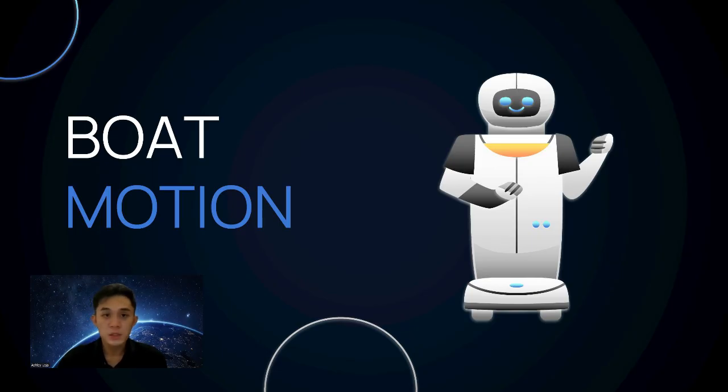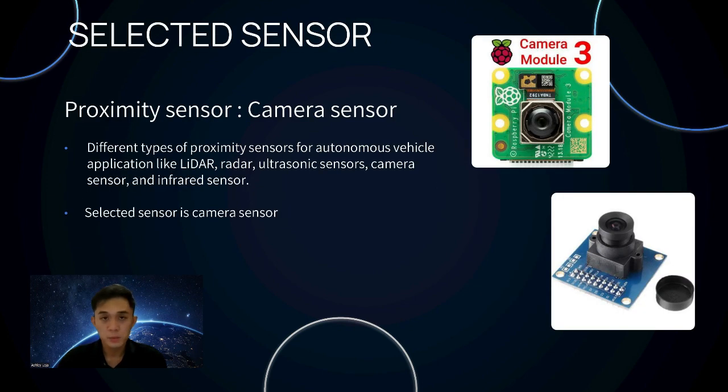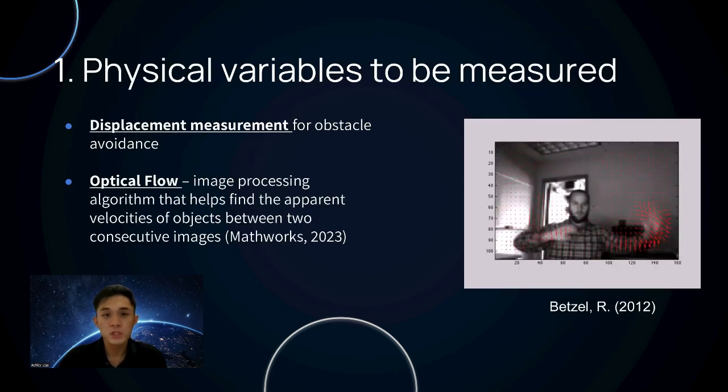Now I will be presenting the specification of the camera sensor. There are different types of proximity sensors like LiDAR, radar, ultrasonic sensor, camera sensor, and infrared sensor. The selected proximity sensor is the camera sensor that will assist the boat for maneuvering autonomously. The camera will be used for displacement measurement for obstacle avoidance. Optical flow is an image processing algorithm that helps calculate the velocities of objects between 2 consecutive images.